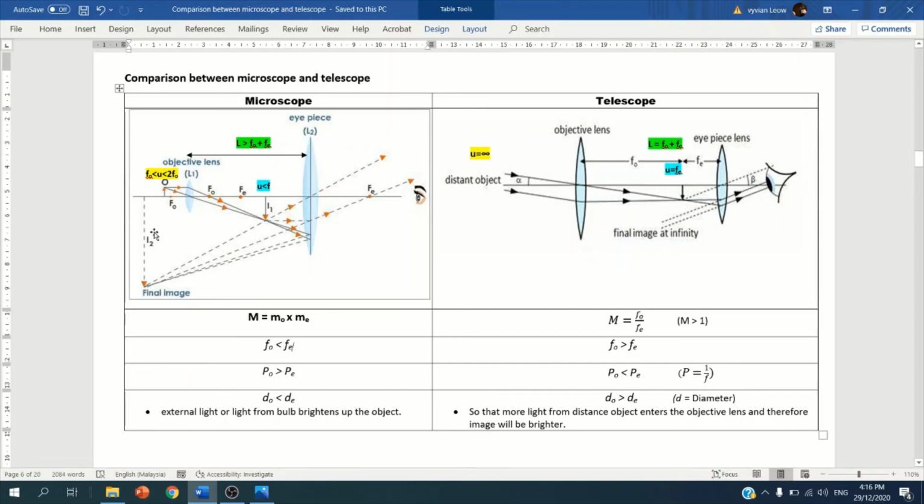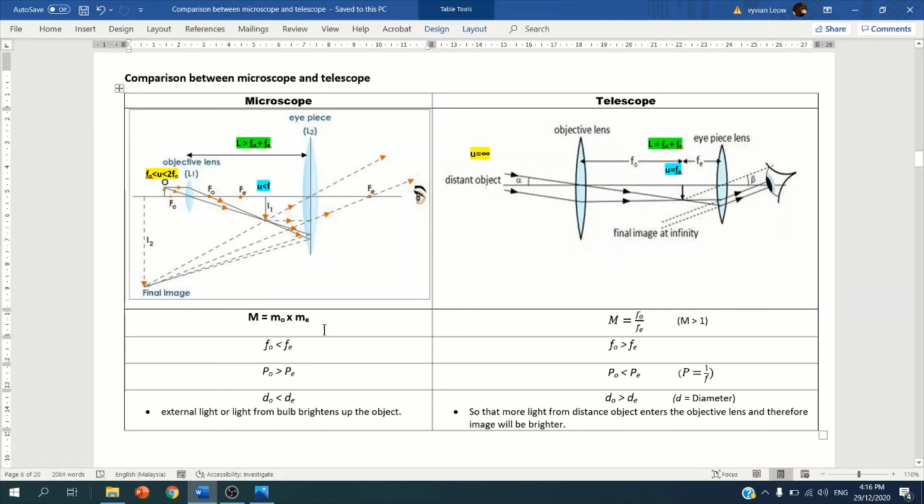So from here, we know that the magnification of the microscope is the product of the magnification of the objective lens and the magnification of the eyepiece. These two multiply.